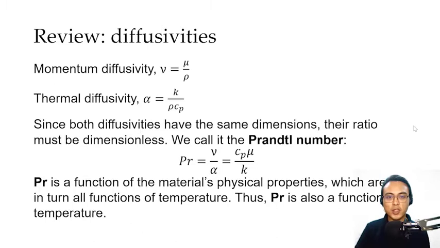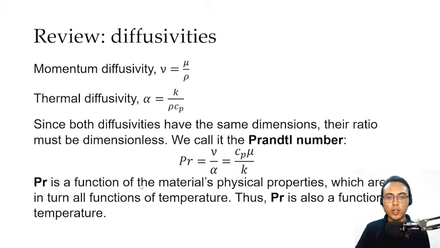Since both diffusivities have the same dimensions, that is length squared over time, their ratio must be dimensionless, meaning the units will just cancel out. If we take the ratio of the momentum diffusivity and the thermal diffusivity, we get a dimensionless number that we call the Prandtl number. Prandtl number, when simplified, is equal to Cp mu over k.